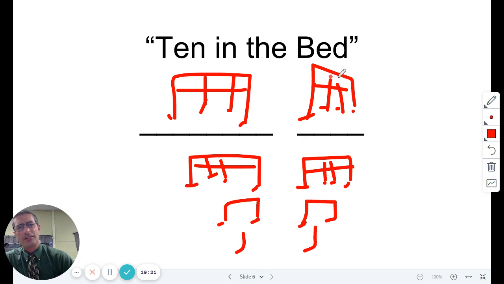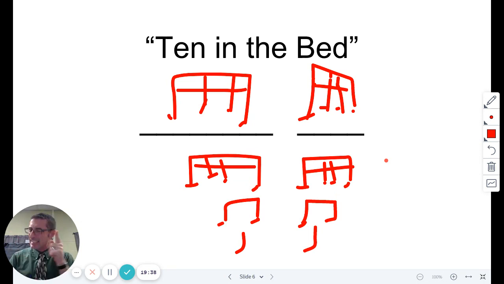It's teary-teary. It's close. We're good. So everybody clap 10 in the bed. Clap 10 in the bed. Now go teary teary teary teary teary teary teary. Oh, that's like one a penny, two a penny. That's really fast. Everybody go one a penny, two a penny.